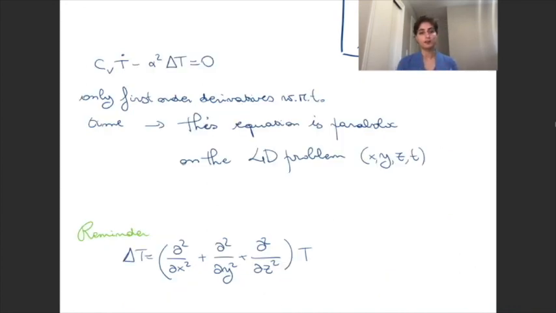We only have a first order derivative with respect to time. That means that this equation is parabolic over the four-dimensional problem x, y, z, and t. This is just a reminder of what the Laplacian of T is: the sum of all the second order non-mixed derivatives with respect to every single variable.